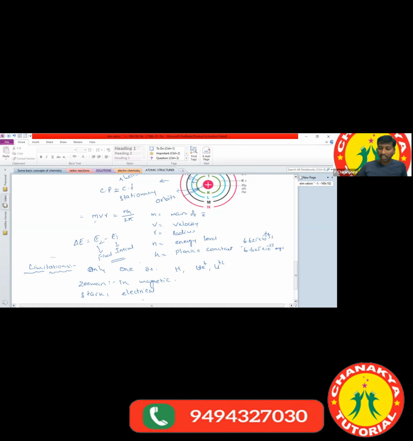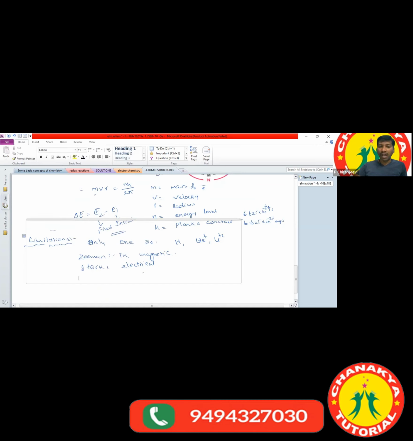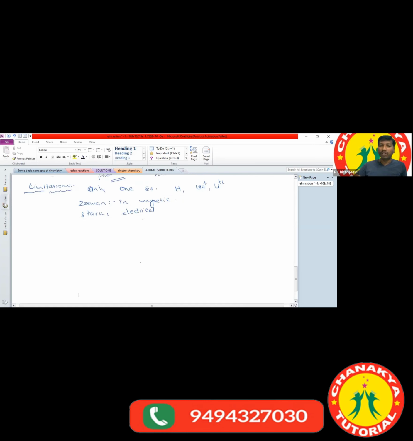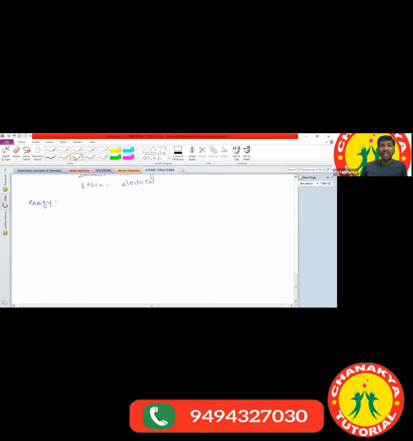Okay, so based on this, what are the concepts we have? We have calculations based on the Bohr's atomic model, mainly based on energy. What is the formula we use to calculate the energy? When the electron jumps from one energy level to another, it either loses energy or gains energy. This can be calculated as delta E is equal to E2 minus E1. That is the formula we use. Is it right?